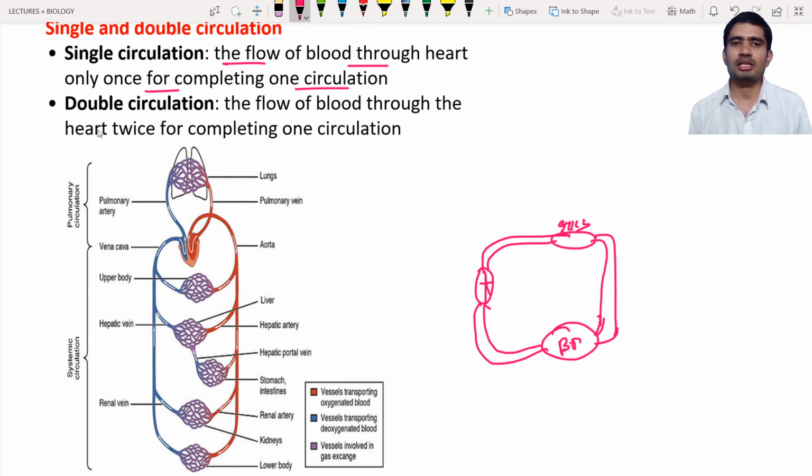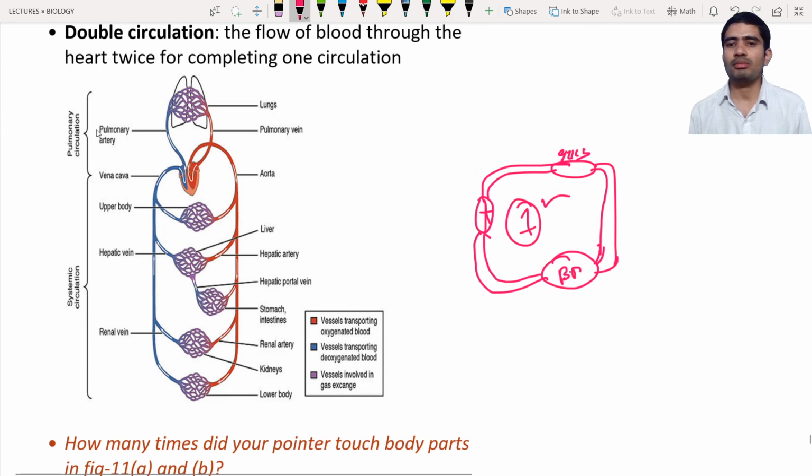Can you see here how many circulations are there? Only one circulation here. The blood is reaching the heart only one time, hence you can call it a single circulation. So this can be seen in the fishes. Then what about human beings? Let us consider the same thing. So this is the heart.